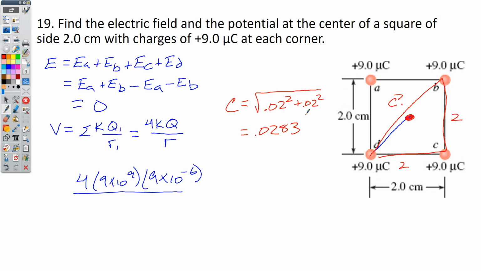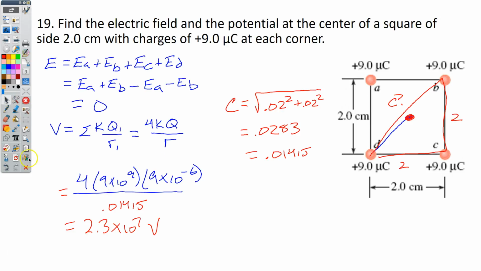So if we take 0.0283 and divide it by 2, we end up with our distance of 0.01415 or so. So this on the bottom is 0.01415. Now we can just go ahead and finish the problem. So we're going to go ahead and do our math, and you end up with 2.3 times 10 to the 7th volts, and that is your final answer.